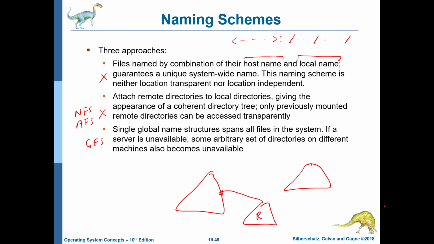If a given server is down or unavailable, then the internal system will take care, because there is a fair amount of redundancy. Even if it cannot take care, then maybe some directories will become unavailable, but a large part of the file system will still be available. So this is, in a true sense, location transparent and location independent.